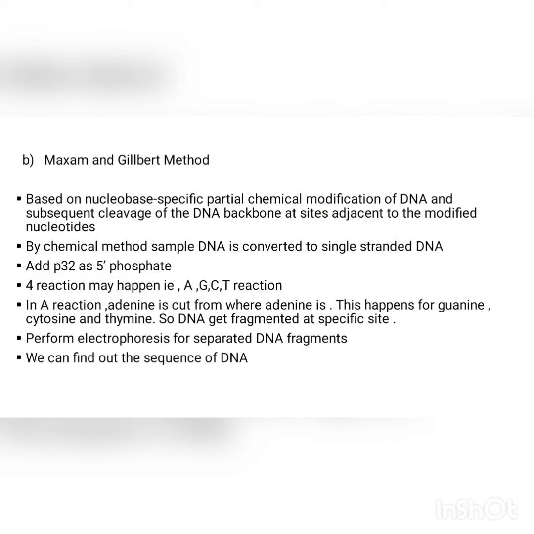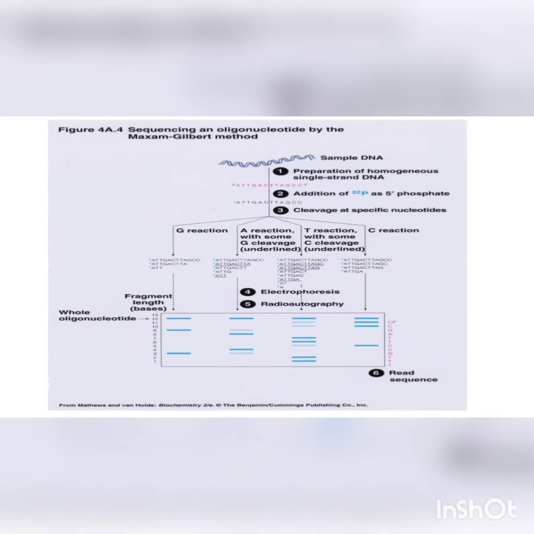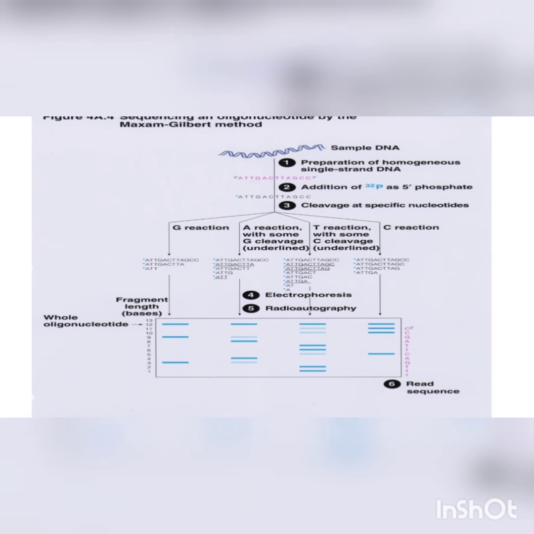Next one is the Maxam Gilbert method. It is based on nucleobase-specific partial chemical modification of DNA and subsequent cleavage of the DNA backbone at a site adjacent to the modified nucleotide. By a chemical method, the sample DNA is converted to single-stranded DNA. Then P32 is added as a 5' phosphate. Four reactions may happen, that is A reaction, G reaction, C reaction and T reaction. So this is the procedure. The sample DNA is made single stranded, then P32 is added as a 5' phosphate, followed by cleavage at specific nucleotides.